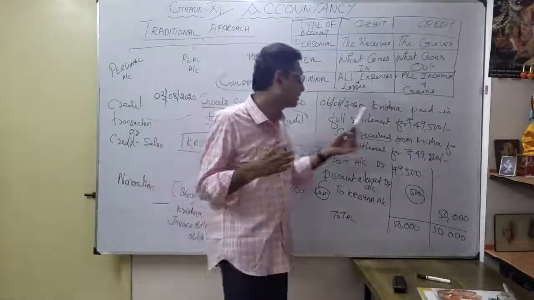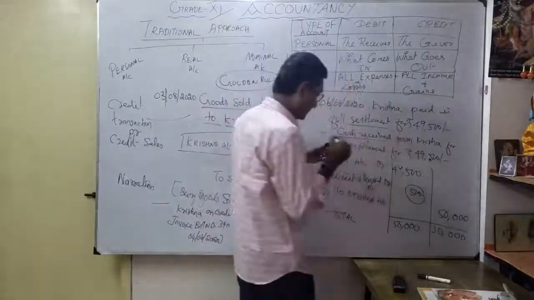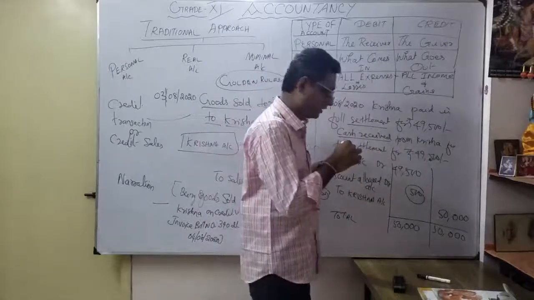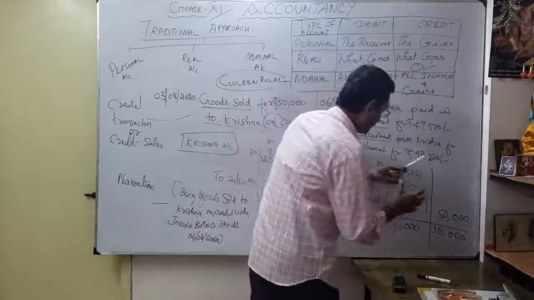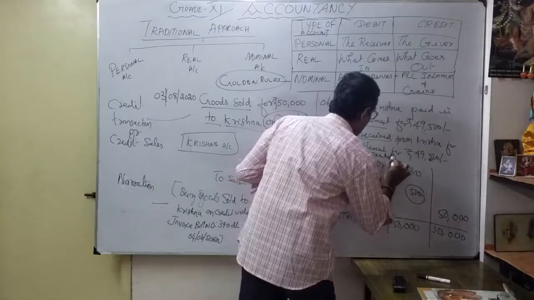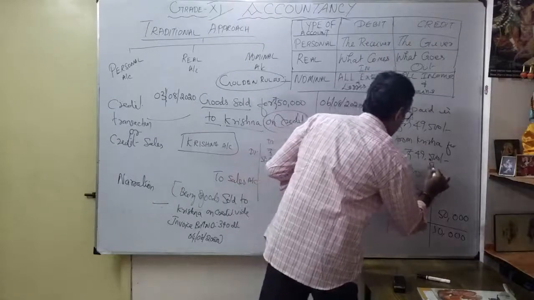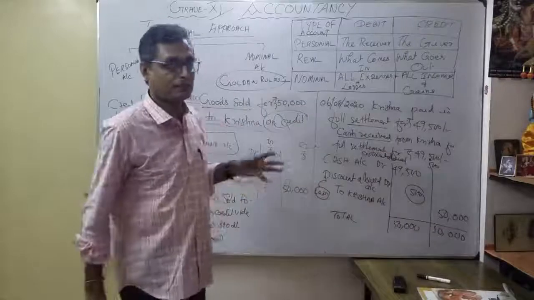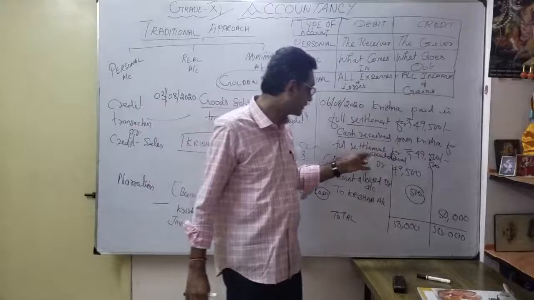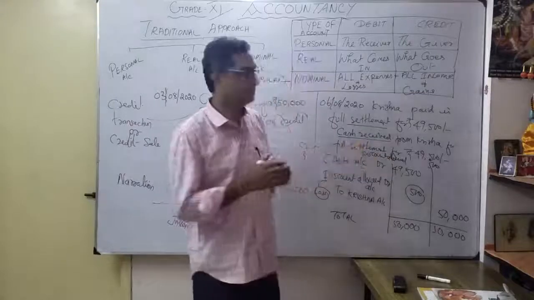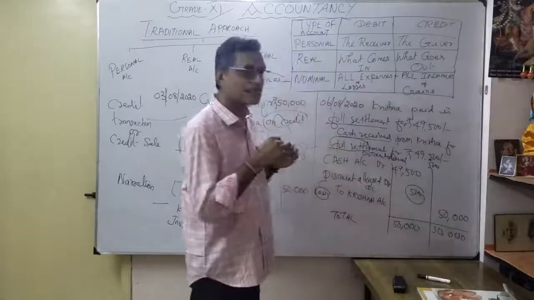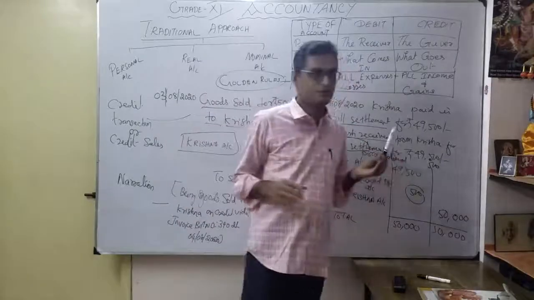Whenever there is any settlement, suppose they will use the word settlement, or sometimes they will clearly give you cash received from Krishna for 49,500, then discount allowed 500. So likewise also they will give you. Okay, that is the example. So they can give you directly without using the words full settlement. Or they can very clearly give discount allowed 500. So how to form the journal entry?